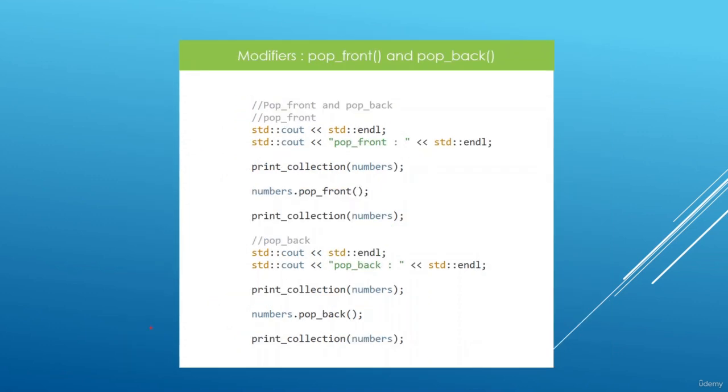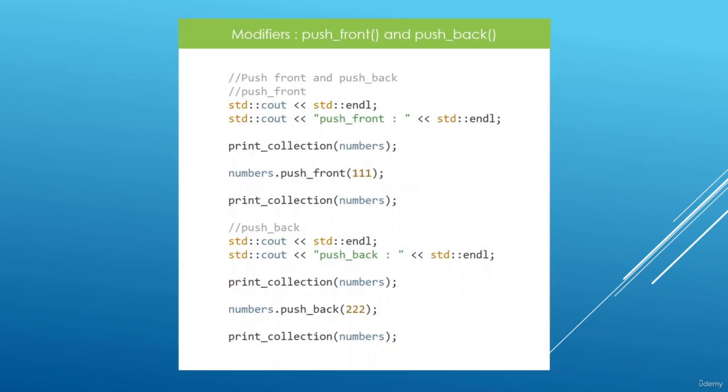We also have methods to pop data from our collection. We can pop from the front and we can pop from the back. We can print a collection here and do pop front and see that the front element is gone. If we pop back, we're going to see that the element is gone. So we can print the first collection here, pop back and see the data with our back element popped off our collection.